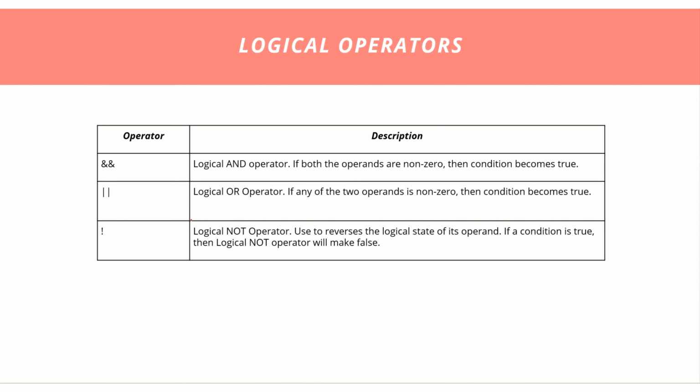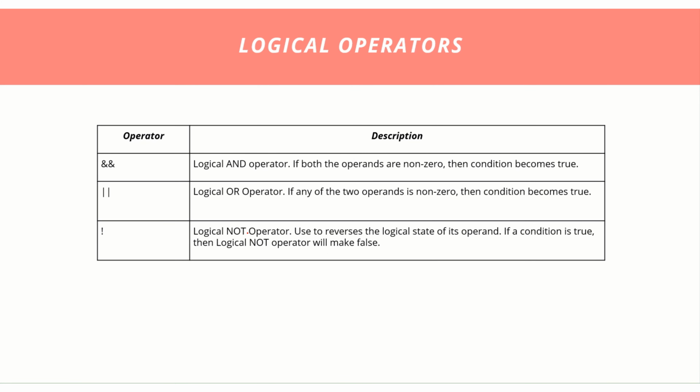Second is the logical OR operator. If any of the two operands is non-zero, then the condition becomes true. Let's see the truth table. A, B, output Y, expression A plus B. If A is true, B is true, output is true. A true, B false, output true. A false, B true, output true. And if both conditions are false, then output is false.